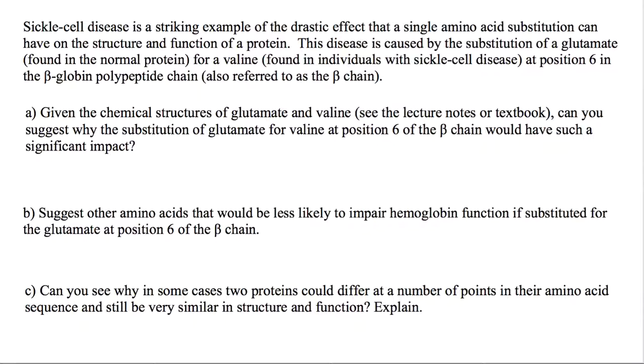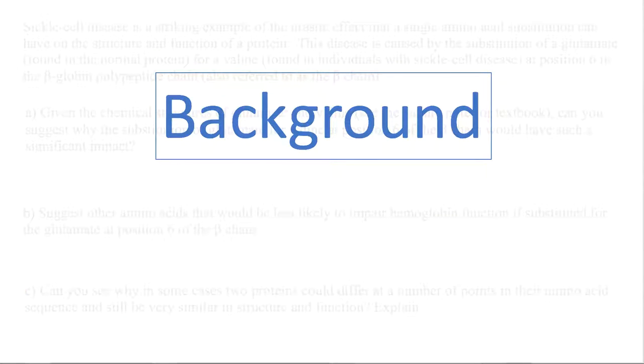In this tutorial we'll work through a practice problem concerned with amino acids, properties of their side chains, or R groups, and the effects of amino acid substitutions on protein structure. The particular context for this practice problem is sickle cell disease and hemoglobin. Before we get to the answers, I'll begin with a little background info.